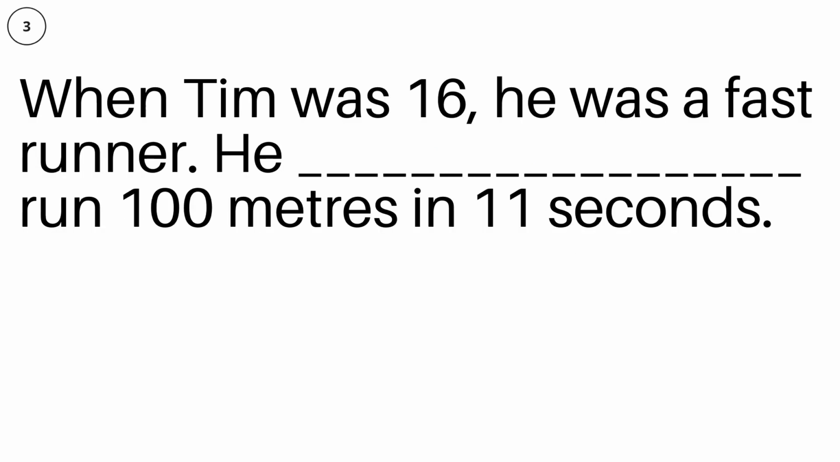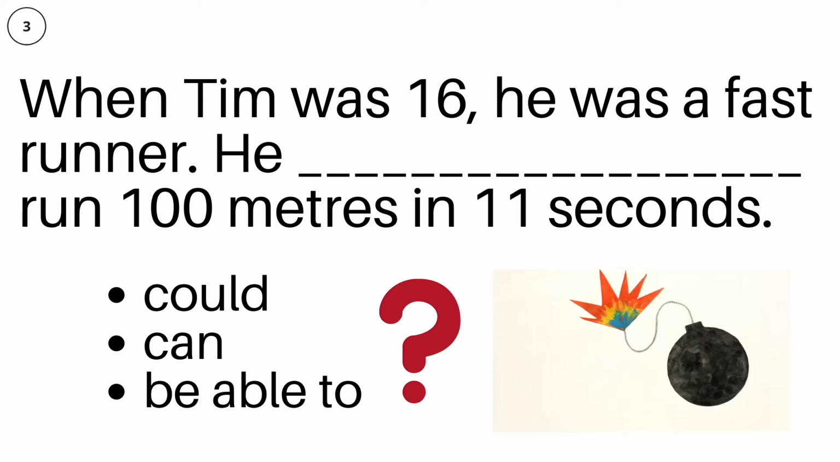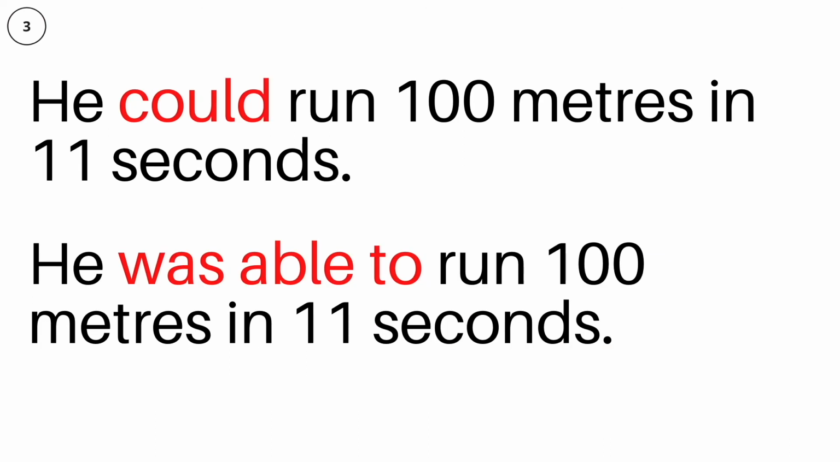Question 3. When Tim was 16, he was a fast runner. He blank run 100 meters in 11 seconds. Do we use could, can, or be able to? The answer, he could run 100 meters in 11 seconds, or he was able to run 100 meters in 11 seconds.